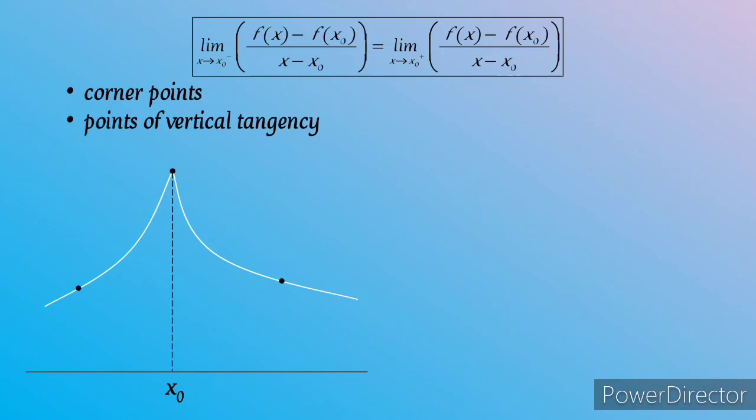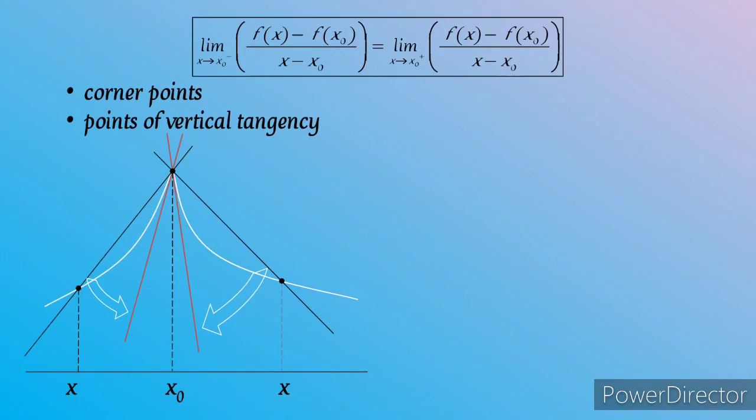Now, we consider two arbitrary points on the curve, and draw the secant lines passing through them. As these points approach the corner point, the secant lines approach two different tangents, giving us two different slopes at the same point. So, the left and right-hand derivatives at x0 are not equal, hence we say that the slope at the corner point does not exist.